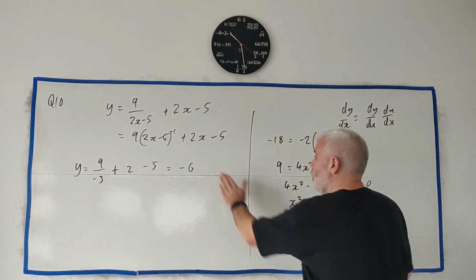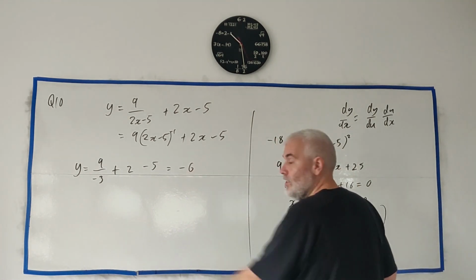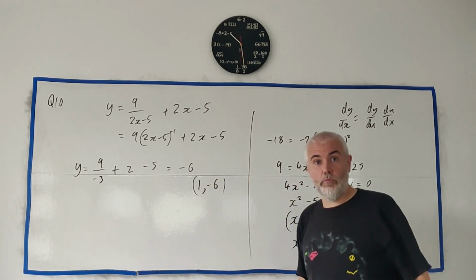The coordinate we're looking for is, remember we used x equals 1. We found y is equal to minus 6. The coordinate we're looking for is 1, minus 6. That's one of our answers.